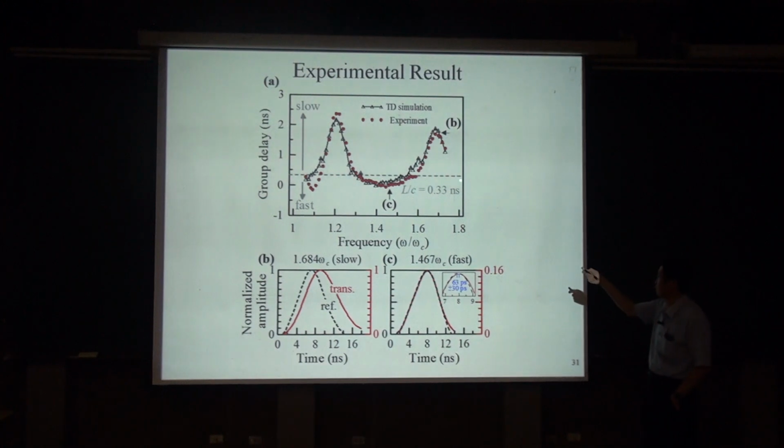Okay, this is the experimental result. This is the luminal speed. That is because the length is 10 centimeters, so the group delay should be 0.33 nanoseconds. Above this line is a slow wave, which means the wave propagates much slower than the speed of light. And below this line is a fast wave. As you can see here, the behavior agrees very well. Time domain simulation and experiment agree very well. I think it's okay. Agrees okay.